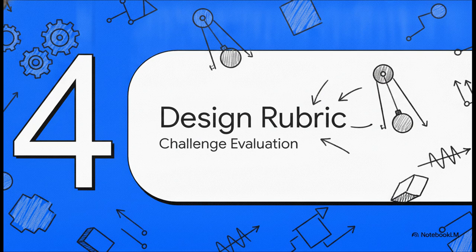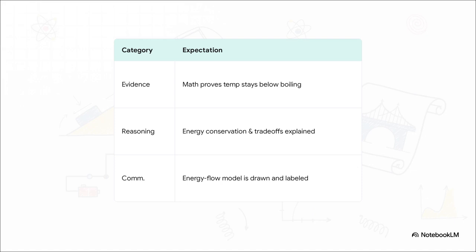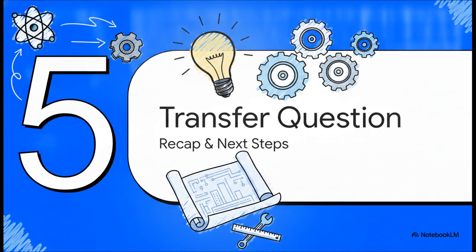All right, let's jump into Section 4, the Design Challenge Rubric. So, how exactly is your final design going to be evaluated? Your final engineering proposal will be graded using a compact CER rubric that stands for evidence, reasoning, and communication. For evidence, your math must definitively prove that the brake temperature won't exceed boiling. For reasoning, you need to logically defend your material choices and trade-offs using the law of conservation of energy. And finally, for communication, you just need to visually present a perfectly labeled energy flow model. Simple as that.